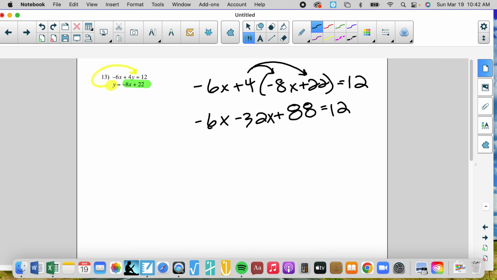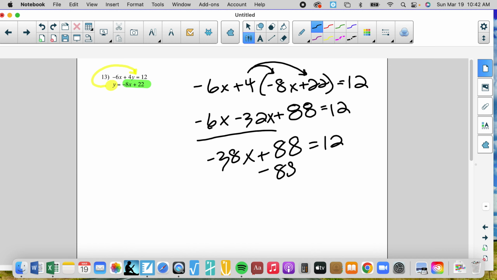Notice, what are the patterns? Why is this different? Is it different because I made a mistake, or is it different because the problem is different? So slow down, don't rush through it. Make sure you check your work. Make sure you're thinking about what you're doing. Like Mr. Mac. So negative 32x plus 88 equals 12.